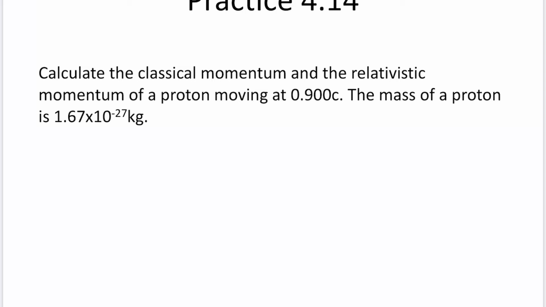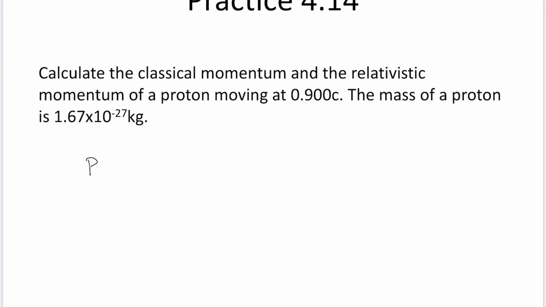So in this practice, calculate the classical momentum and the relativistic momentum of the protons moving at 0.9 c, the speed of light. The mass of a proton is 1.67 times 10 to the minus 27 kilograms.